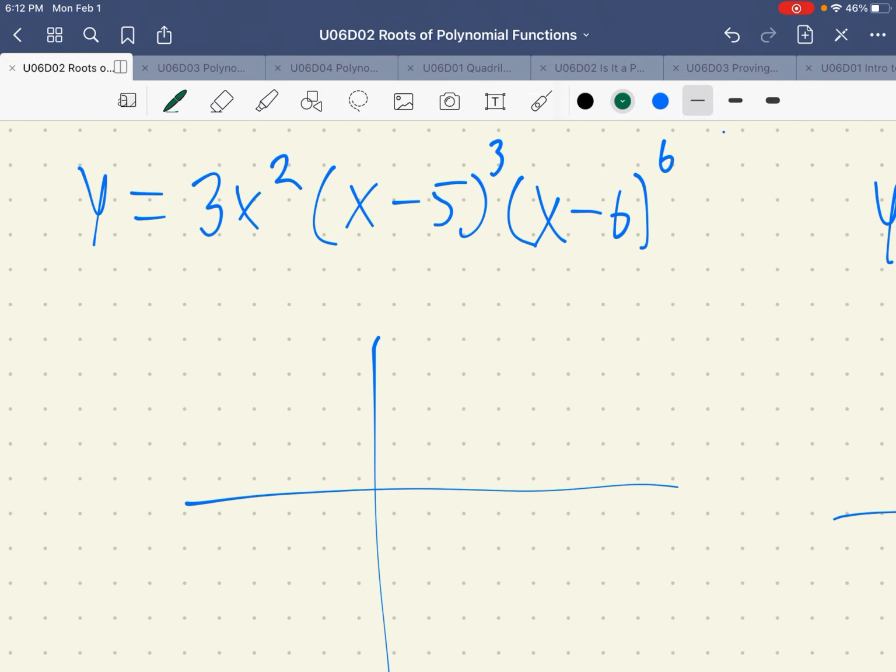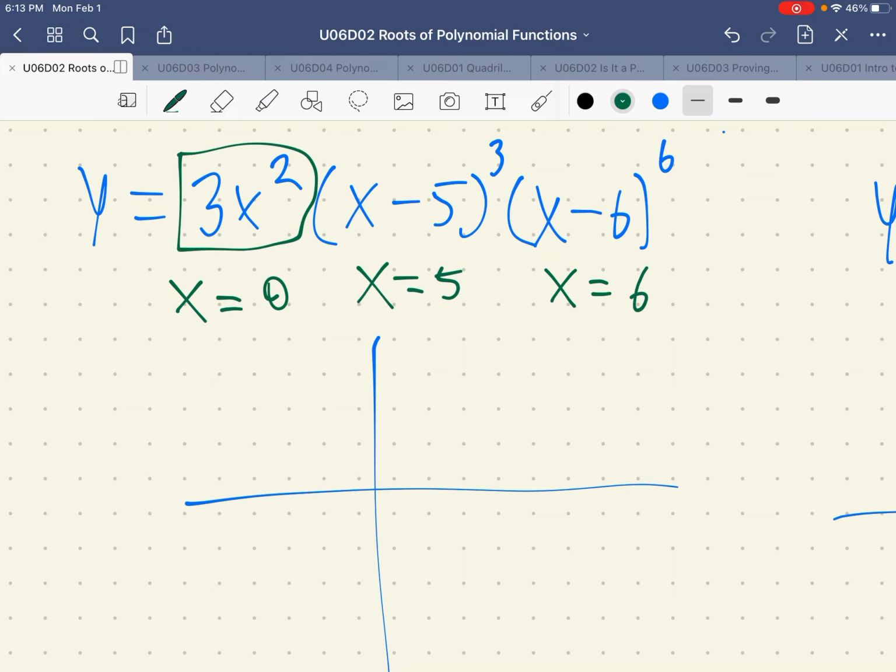So here's an example. This factor has two roots, and they are both equal to 0. This factor has three roots, and they're all equal to 5. And this factor has a root at 6, and there are 6 of those. So this graph is going to have x-intercepts at 0, 5, and 6. But how will the graph look?